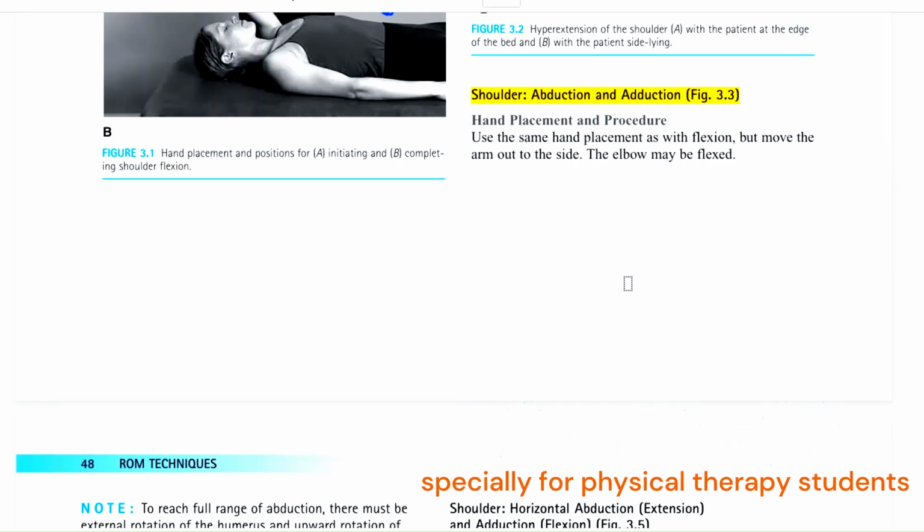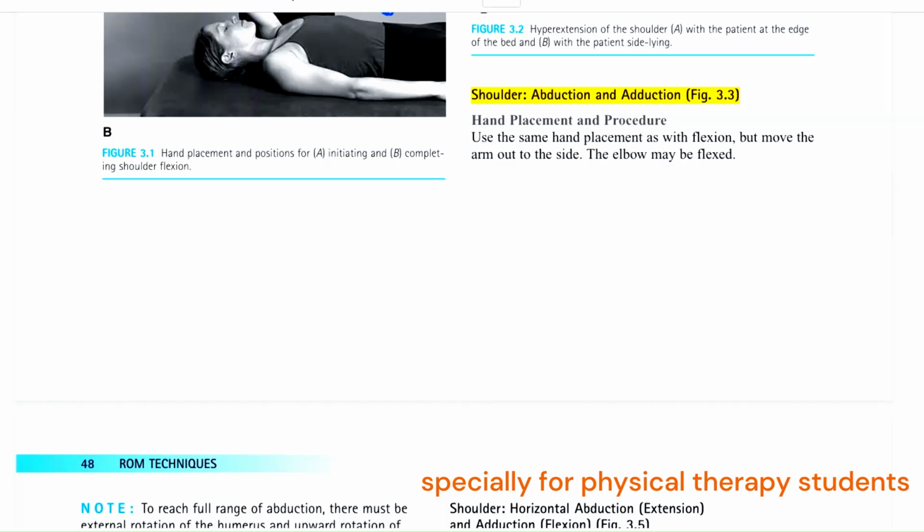Everyone, hey, I'm back with a video lecture, and today we're going to discuss shoulder abduction and adduction. Majorly, what you have to do is basically form the same position as you formed in shoulder flexion.